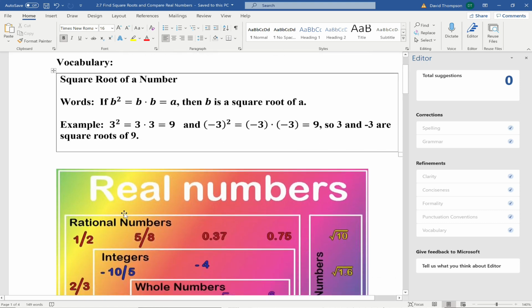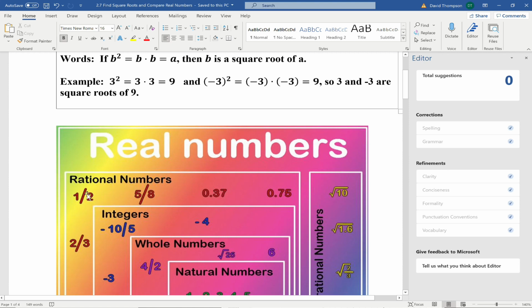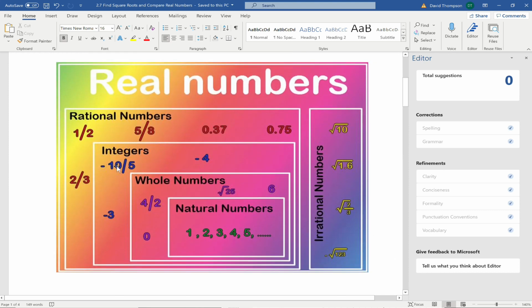Now let's talk about the real number system. It's broken down into rational numbers such as 1/2, 5/8, 0.37, 0.75, and 2/3. Integers such as negative 10/5. If we divide negative 10 by 5, we get negative 2. Negative 4 and negative 3. And whole numbers such as 4 halves. If you divide 4 and 2, you get 2. 0, square root of 25, which would be 5, and 6.